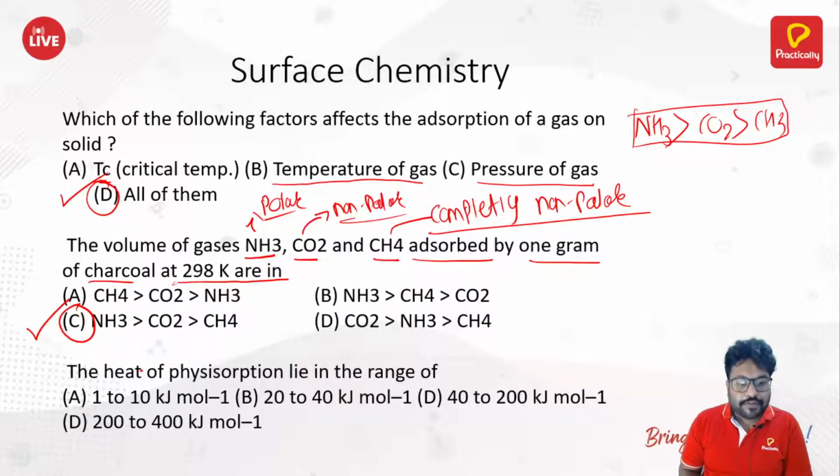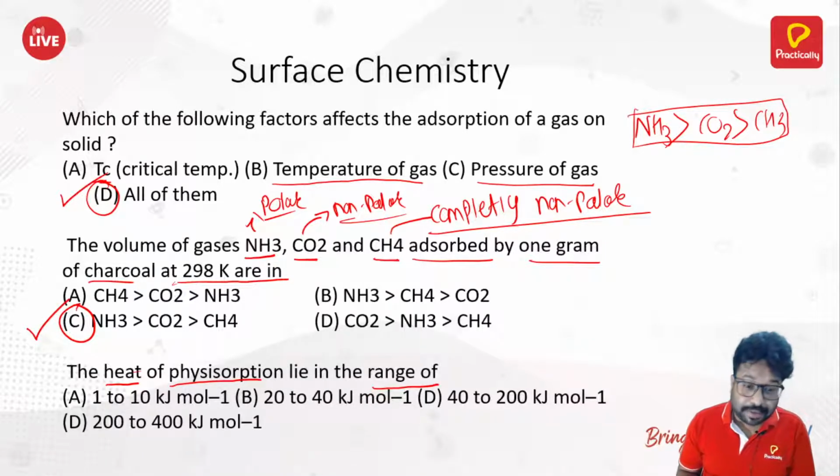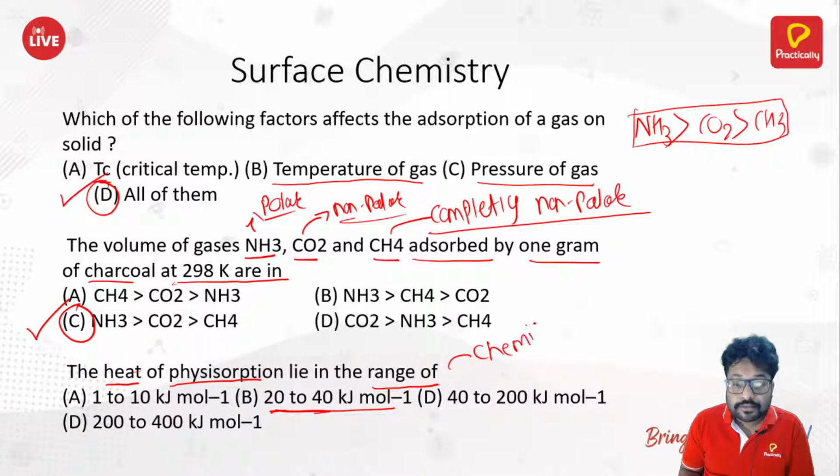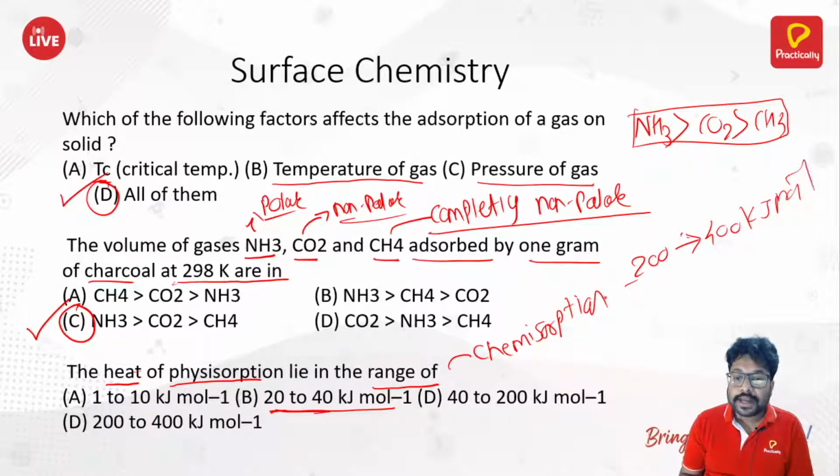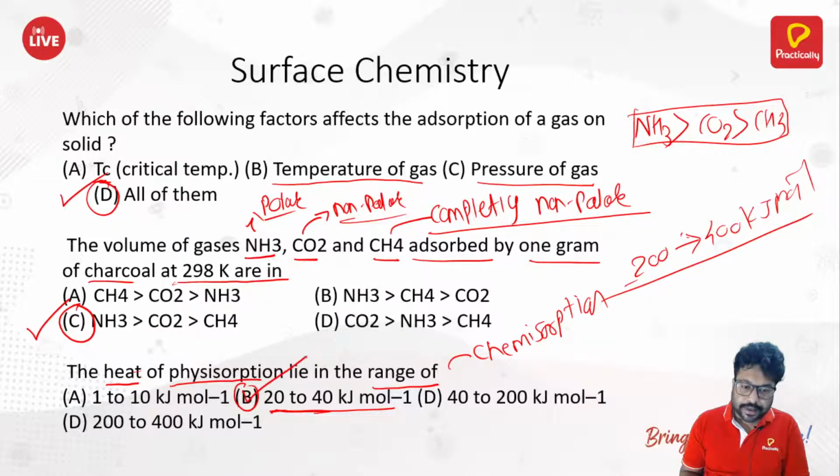Next, the heat of physisorption. The heat of physisorption lies in the range of, now you need to remember this, 20 to 40 kilojoule per mole. And the heat of chemisorption lies in the range of 200 to 400 kilojoule per mole, almost 10 times that of physisorption. But they are asking about physisorption, so this is our answer.